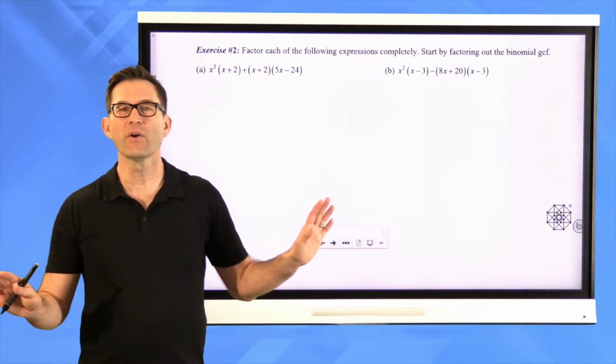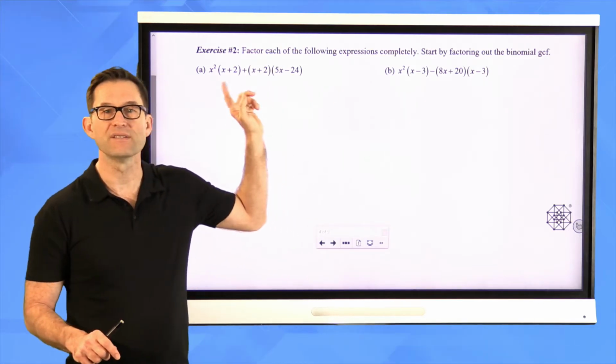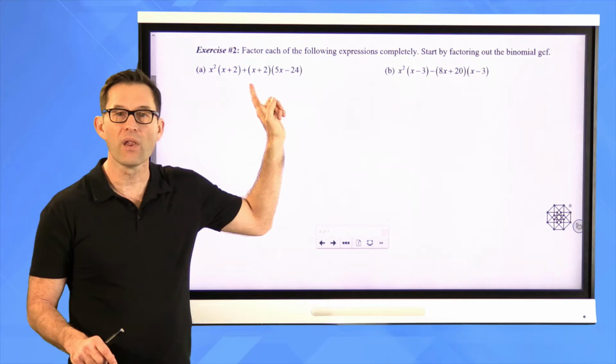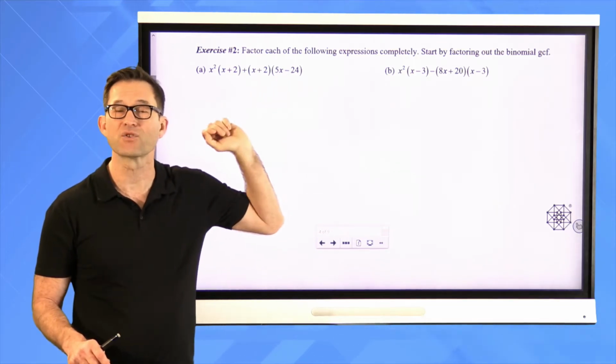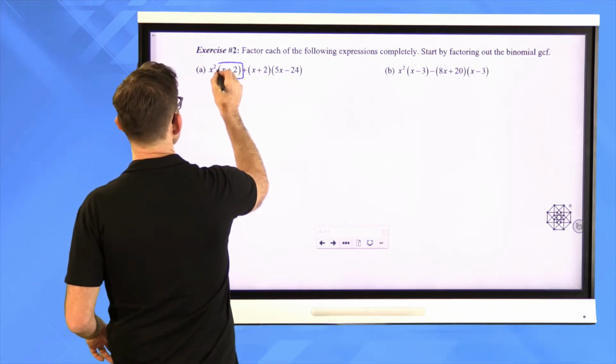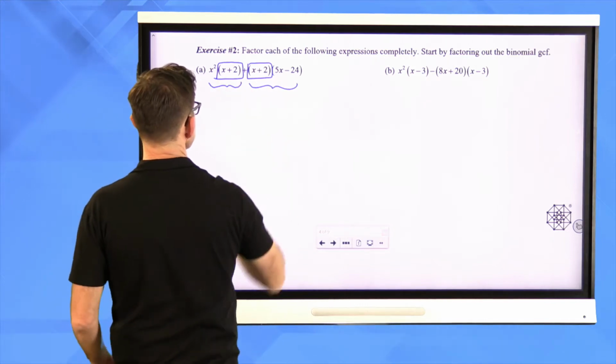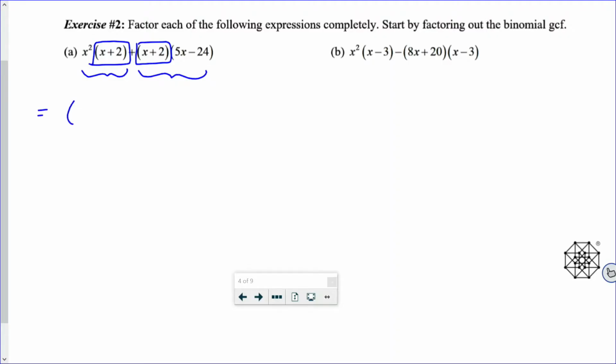Very similar to exercise number 1, when I look at this complicated expression in A, what I see is x squared times x plus 2 plus x plus 2 times 5x minus 24. And immediately what I hope to notice is that this x plus 2 is showing up in both of these two larger expressions. So I can begin by factoring an x plus 2 out, and then what I'll have here is x squared plus 5x minus 24.